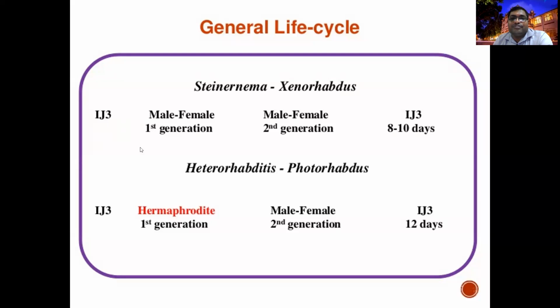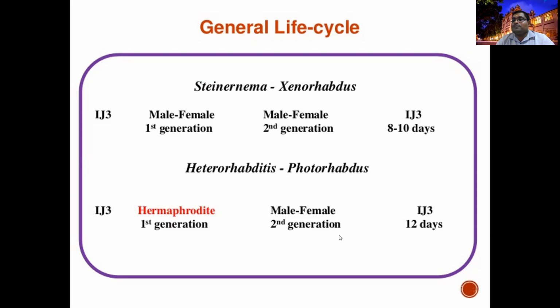So J3 is the infective stage. I told you J2 and J2 to J3. J3 infective stage, male and female first generation, male and female second generation, and in 8 to 10 days the J2 will again become infective. A generation can complete in 8 to 10 days. It's J3, male and female, and again your life cycle. If you are taking Heterorhabditis, the first generation is hermaphrodite.